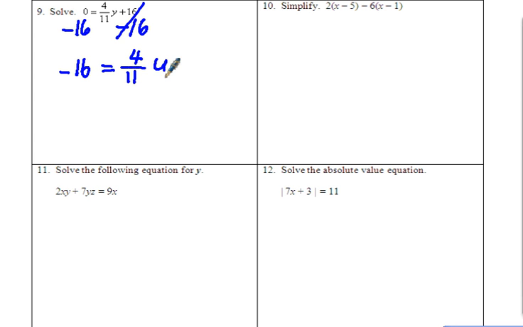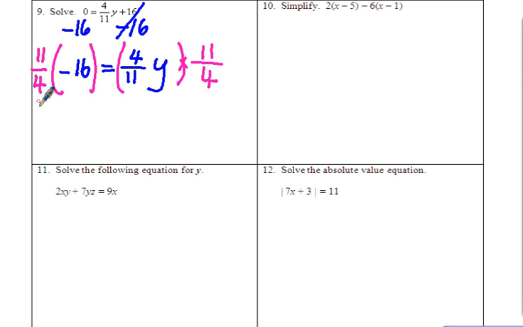4/11 of a y. Now, what property do we use to get rid of 4 over 11? The one that we reviewed in the very beginning of the problem set. We will be multiplying by the inverse fraction, 11 over 4. Of course, that means we have to do the same multiplication on the left-hand side because they have to stay equal.